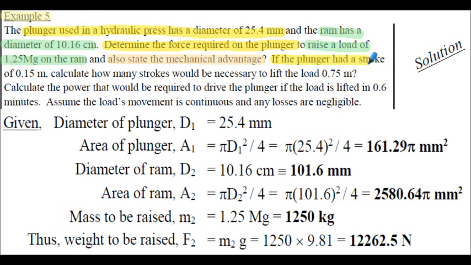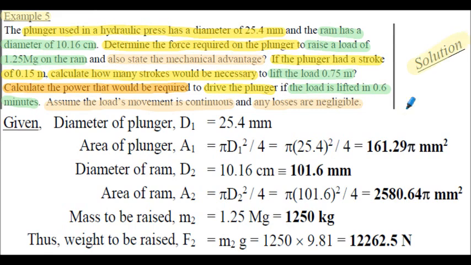If the plunger has a stroke of 0.15 meters, we've got to calculate how many strokes would be necessary to lift the load 0.75 meters, and then we have to calculate the power that would be required to drive the plunger if the load is lifted in 0.6 minutes. We can assume that the load's movement is continuous and any losses are negligible. So that's example 5 outlined. Let's now review the solution.